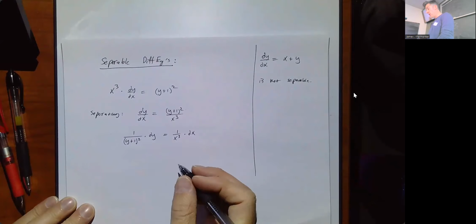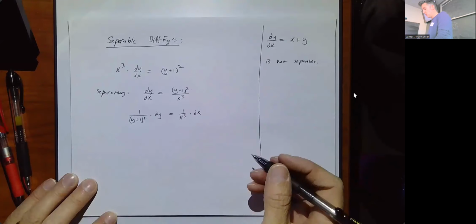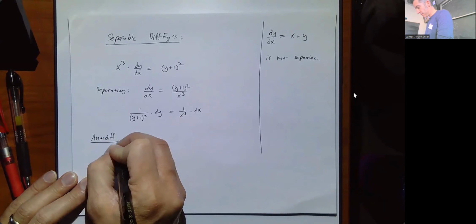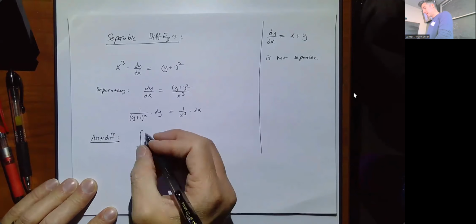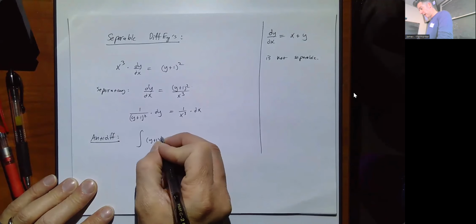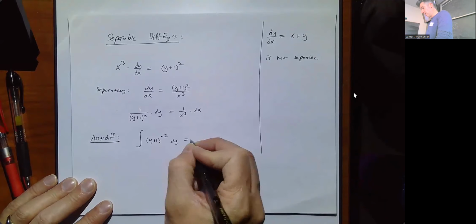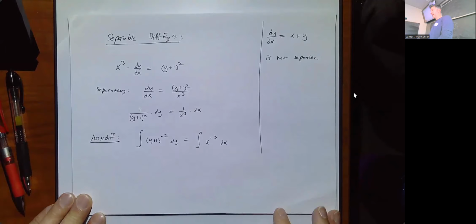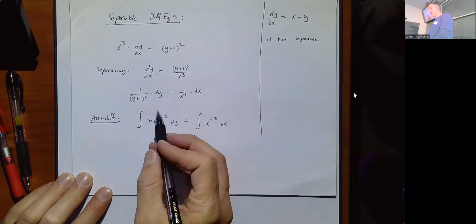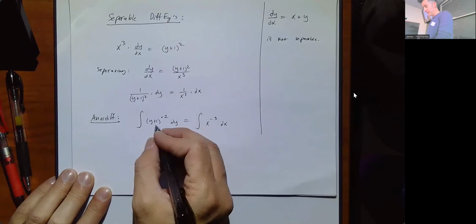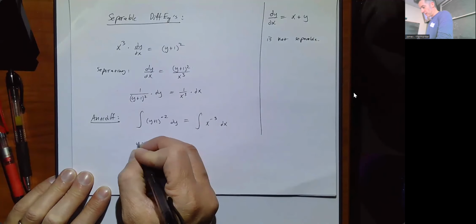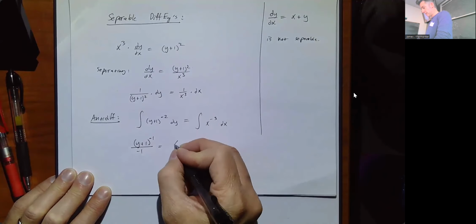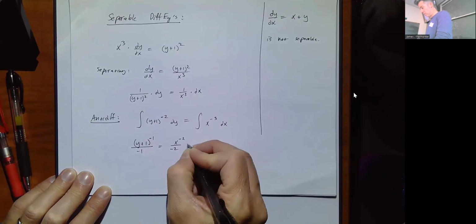Not every equation, not most equations are separable. This one is though. So now, once you've separated things, we can anti-differentiate both sides. So the integral of, I might write this as y plus 1 to the negative 2 dy equal to the integral of x to the negative third dx. And now we're going to anti-differentiate. I think you can get away without doing a u sub here and just saying the antiderivative is going to be y plus 1 to the negative 1 over negative 1 equals x to the negative 2 over negative 2 plus c.